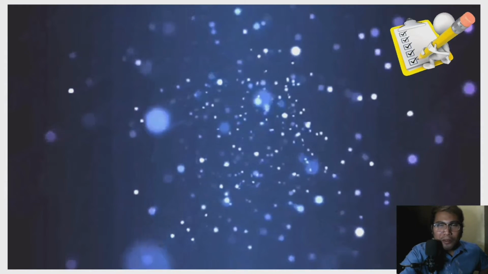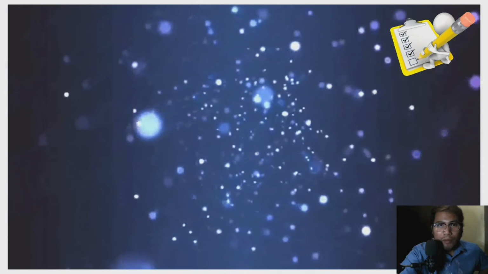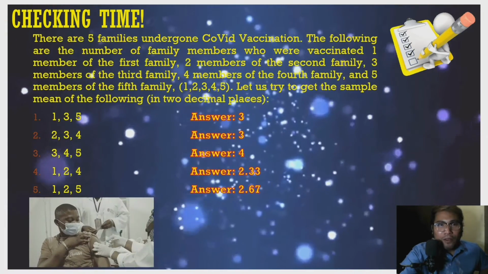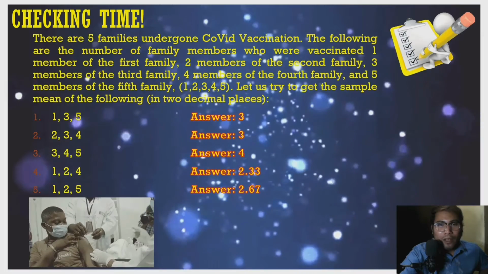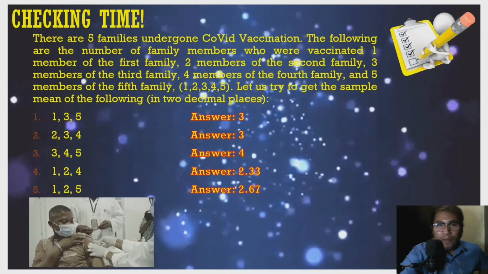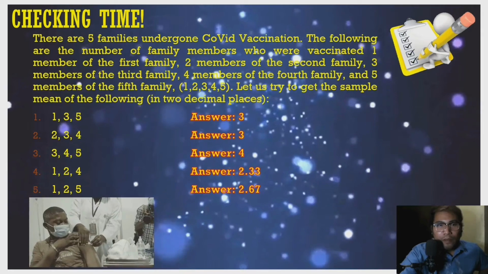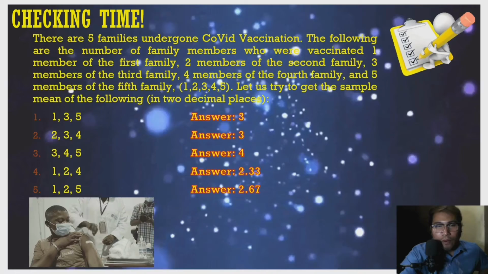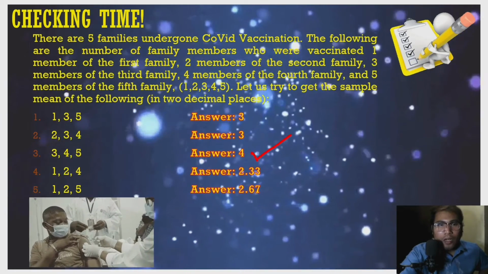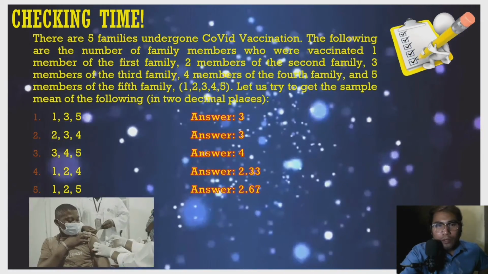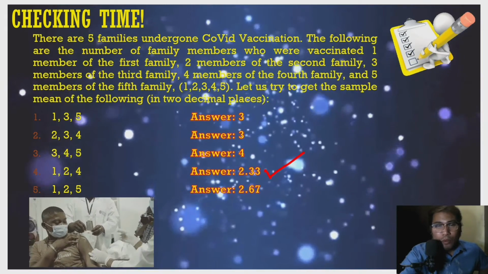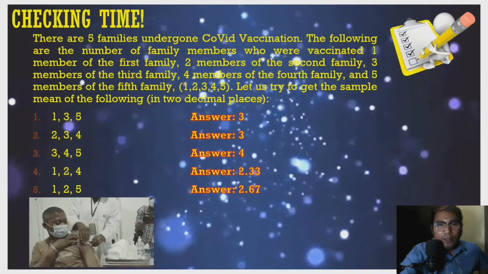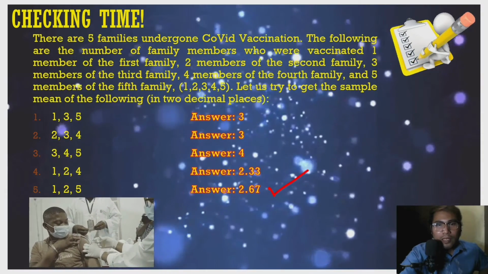I am expecting that you are already done answering the activity number 1, so it's checking time. Let us check your answers. For the number 1, we have a set of 1, 3, and 5, and the sample mean of 1, 3, and 5 is 3. For number 2, we have 2, 3, and 4, and the answer is 3. And for the number 3, we have 3, 4, and 5, and the sample mean is 4. For the number 4, we have 1, 2, and 4, and the sample mean is 2.35. For the number 5, we have 1, 2, and 5, and for the sample mean, we have 2.67.